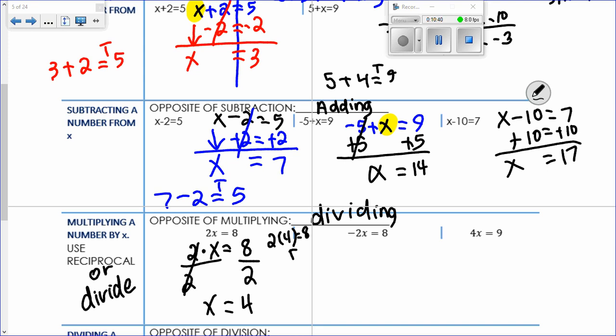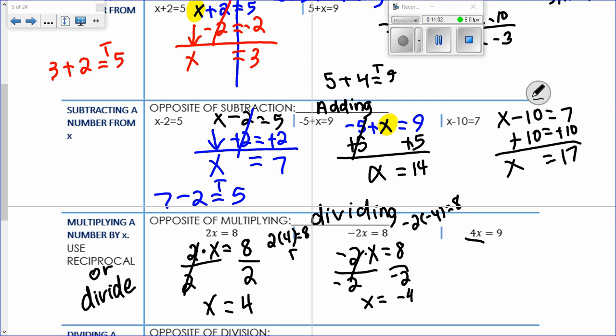Okay? Now, the next one, I have negative 2 times x equals 8. I'm going to do the opposite. So I'm going to divide by negative 2 on both sides. And x equals negative 4. Check my work. Negative 2 times negative 4 does equal a positive 8.